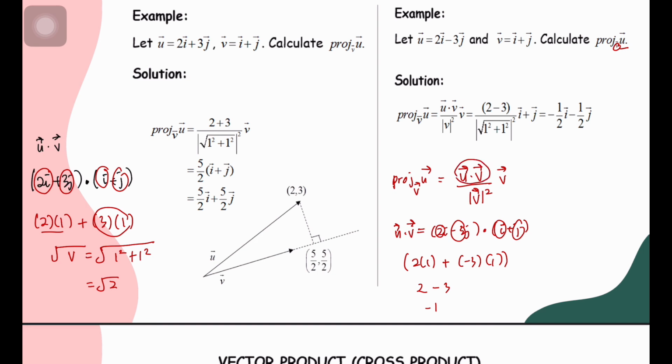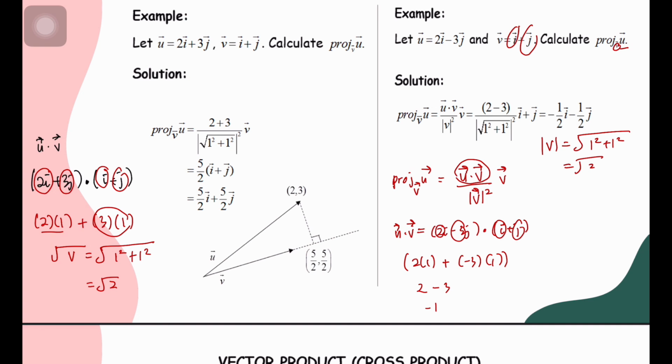So now we want to find the magnitude of v, where the magnitude of v can be found by the square root of x squared plus y squared. So x is 1, y is 1. So we have 1 squared plus 1 squared, which is equal to square root of 2. So we put the value inside the formula.